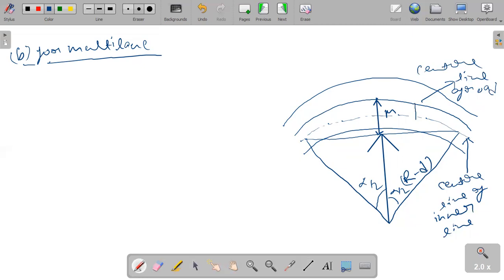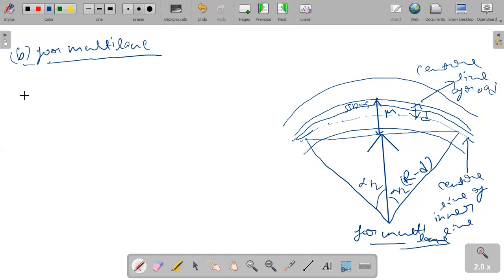This distance is d, and here it is SSD minus S. So this is all about the diagram for multi-lane. Let's move forward to its formula.